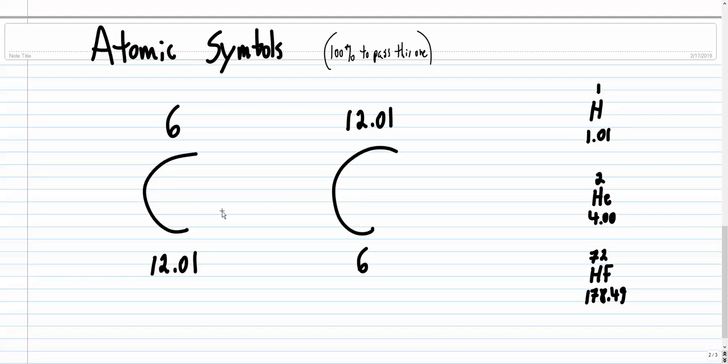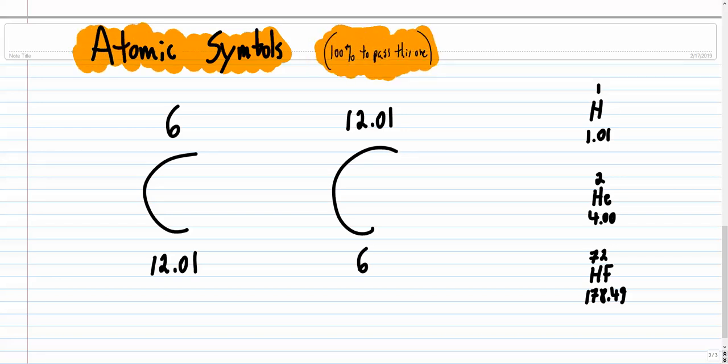This is the atomic symbols quiz. To pass this quiz, it's the only quiz in the whole year where you've got to get 100% to pass it. All my other quizzes, it's 80. This one's 100. That's how important I think this one is.